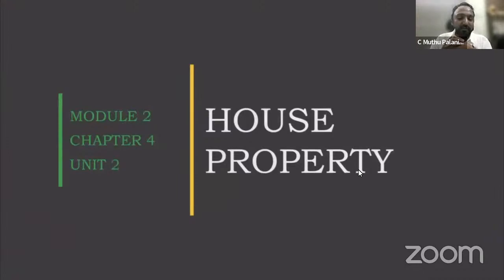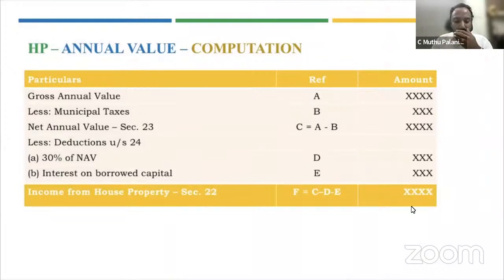The next head of income is house property, which is about the rental income of your house property. The structure of the computation: you start with gross annual value, reduce municipal taxes to get the net annual value. From that you have deductions: first, 30% on the net annual value, and then interest on borrowed capital. The resulting number is your income from house property, taxable under section 22. This is the computation model you have to follow in your examination.